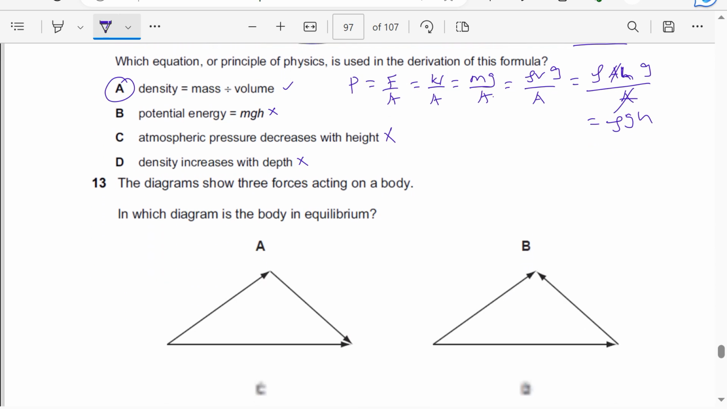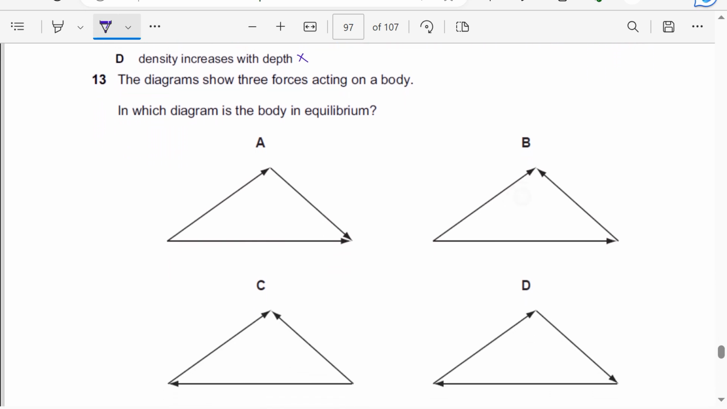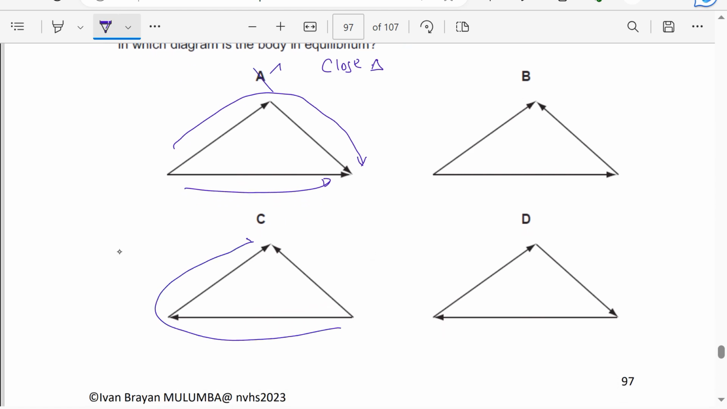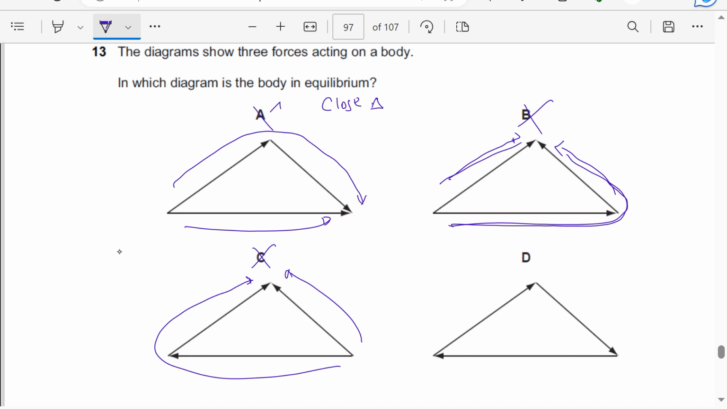The diagram shows three forces acting on a body. In which diagram is the body in equilibrium? It should be a closed triangle. For equilibrium, look at a closed triangle. So if I try to move like this, notice that this one is the other way around, so this is not closed. If I try to move like this, one is the other way around, so this is not closed. If you try to move, there is no way you can follow a closed triangle here, because if you try to move anti-clockwise, the other one is the other way around, so this is out. Automatically the answer will be D.